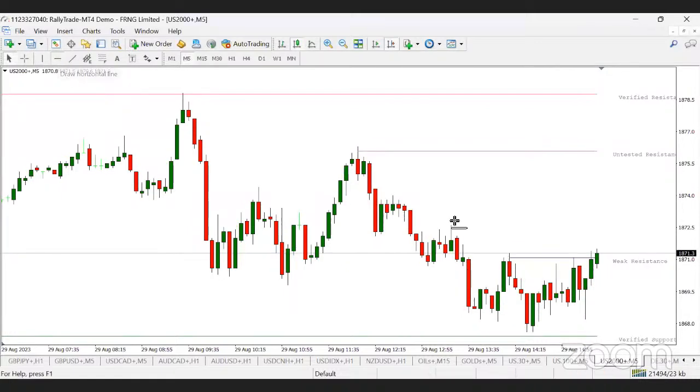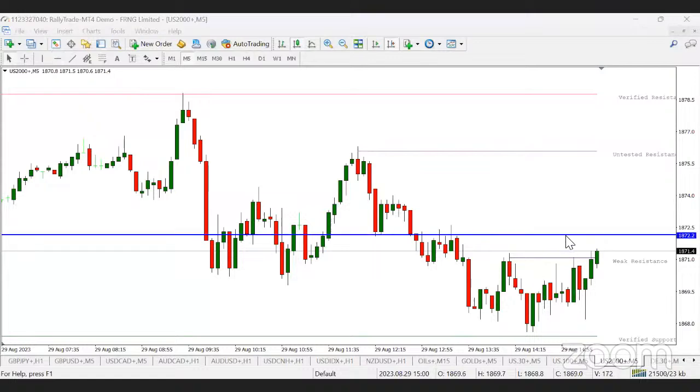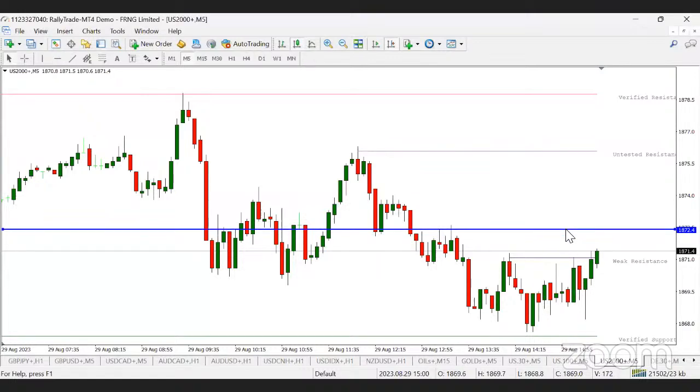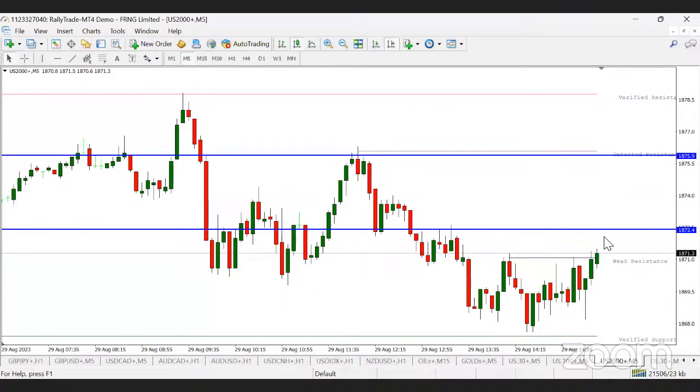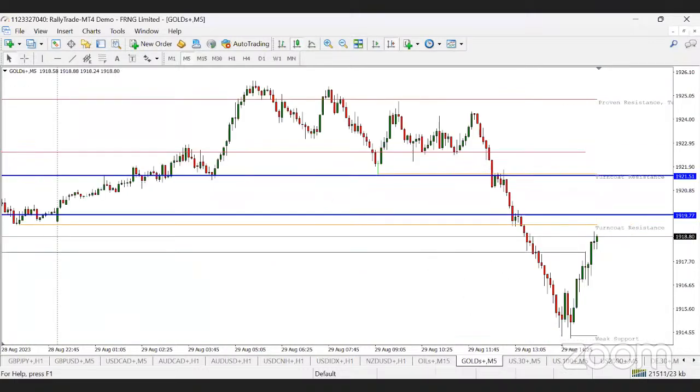So on US 2000, I am looking out for a further buy on this particular instrument. Once it's able to push above this point, then I'm going in for a buy, and my buy is going to stay up until this level. It's going to be a very long one, but it's going to be profitable once it's able to get to this point. The same thing goes with gold. Once gold is able to break above this point, then I'm going in for a buy.